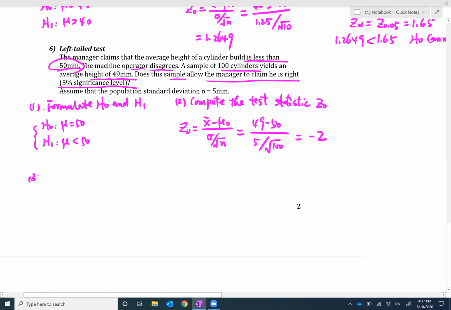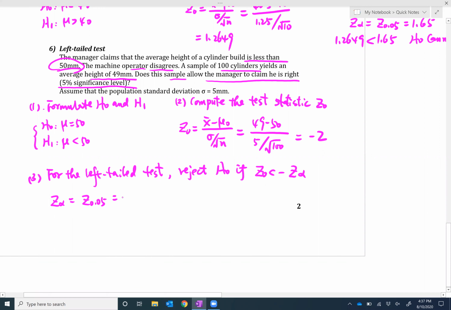Now the third step for the two-sided test. Oh, this is not two-sided, this is for the left-tailed test. Reject H naught if Z0 is less than minus Z alpha. You see alpha doesn't split because this is only one side. And Z alpha, Z0.05, equals 1.65. And minus 2 is less than minus 1.65. So H naught, the null hypothesis, is rejected. And the alternative hypothesis, that means the manager is right.